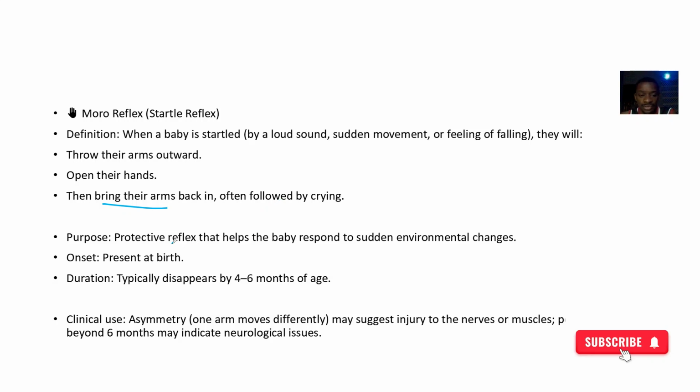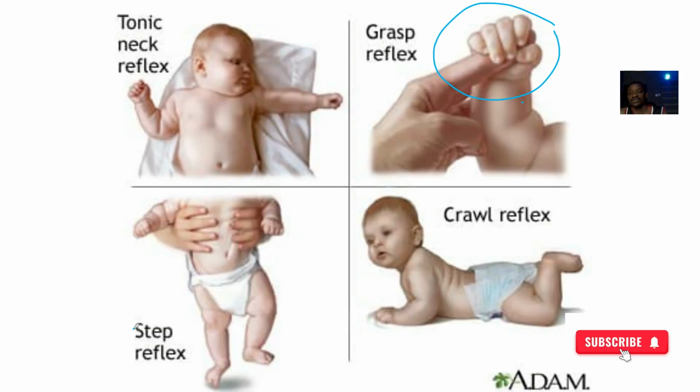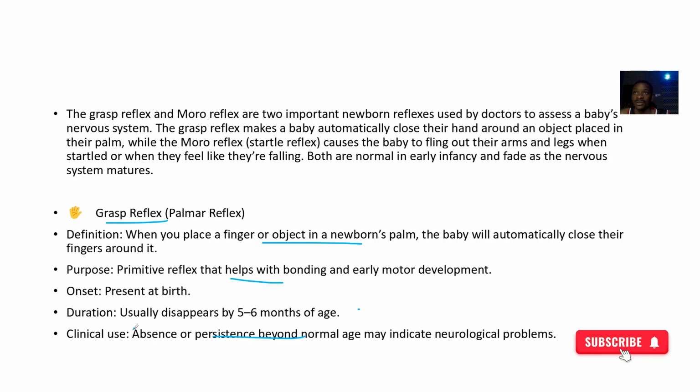So the purpose is just a protective reflex. It helps the baby to respond to all those environmental changes. It is present at birth and usually disappears by 4 to 6 months of life. Okay, so this is what we have. So that's the differences between those two reflexes that are important in newborns.